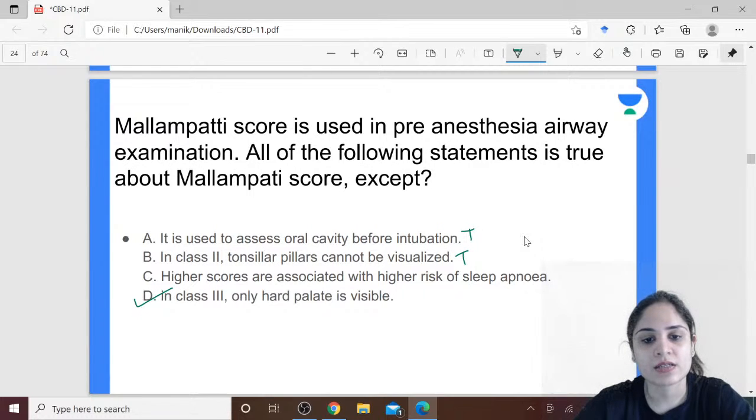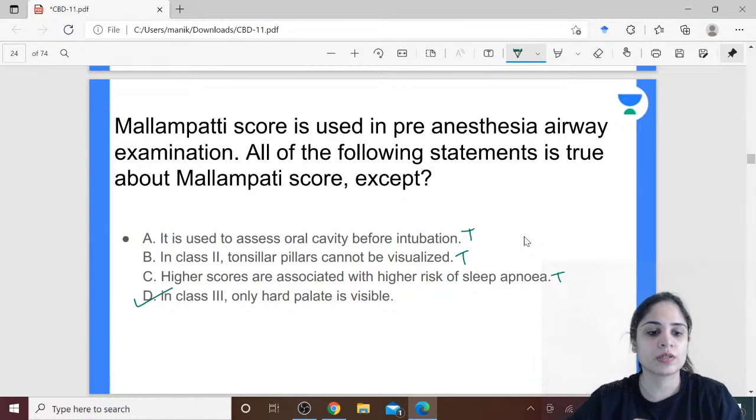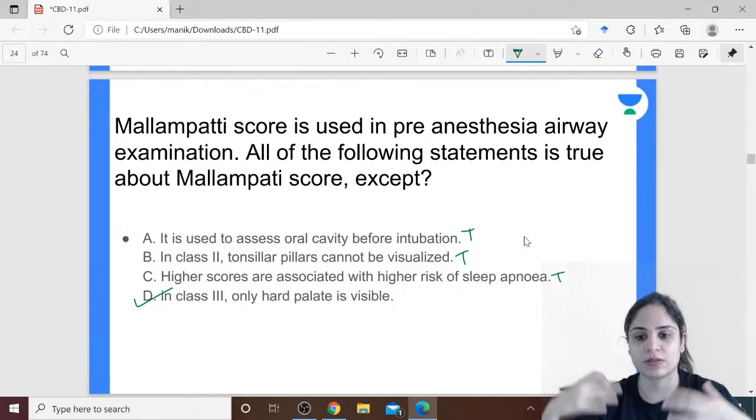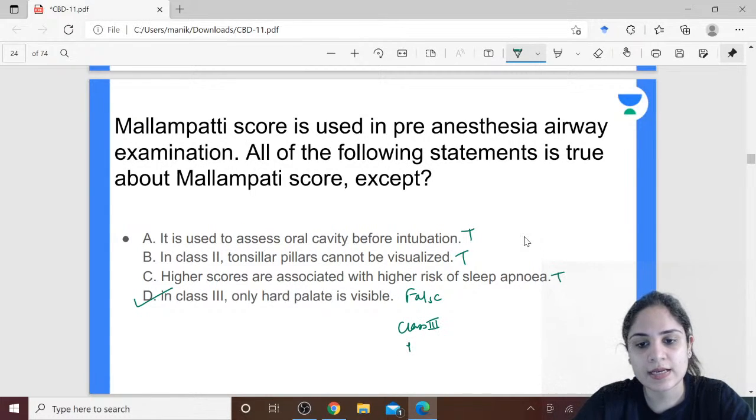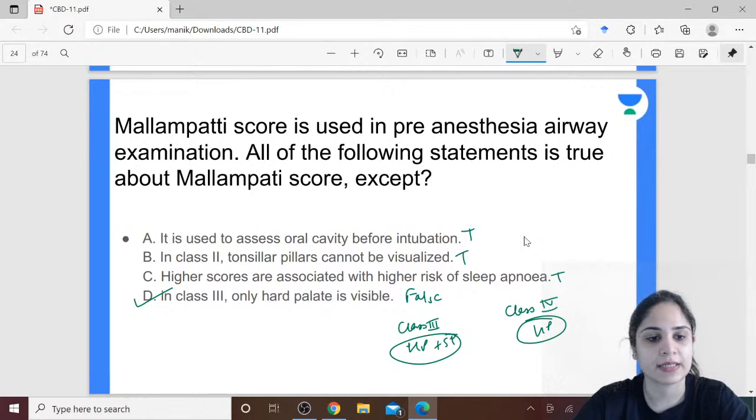Higher scores are associated with higher risk of sleep apnea, that is also absolutely correct. The more you go towards Mallampati class 4, the fatter the patient is, the more obese the patient is. As a result of this, more chances of OSA. In class 3, only hard palate is visible. This is false. In class 3, you can see hard palate plus soft palate. And in class 4, only hard palate is visible. Alright. So, that is how you remember your Mallampati scoring.